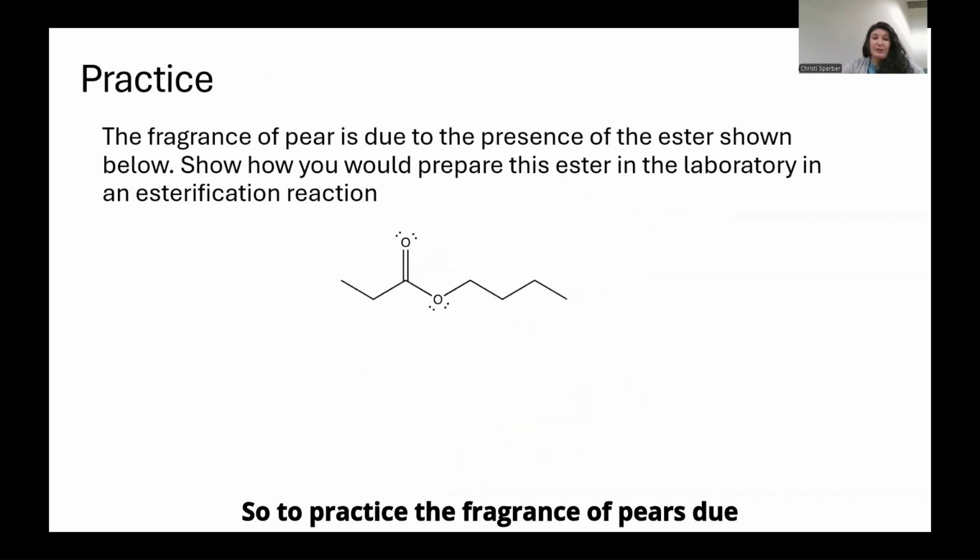So to practice, the fragrance of pear is due to the presence of the ester shown below. Show how you would prepare this ester in the laboratory in an esterification reaction. So go ahead and pause the video, and then when you're ready, we'll come together and we will go through which reactants you need to make that ester as a product.